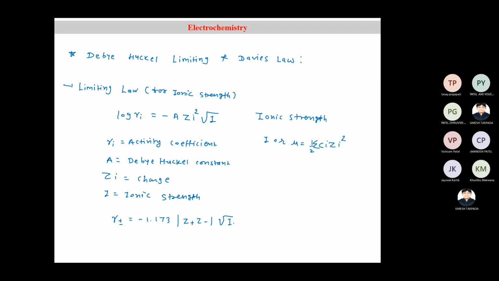For example, you want to find out the ionic strength of 0.1 molar BaCl2. So how to calculate it? This is very very important.